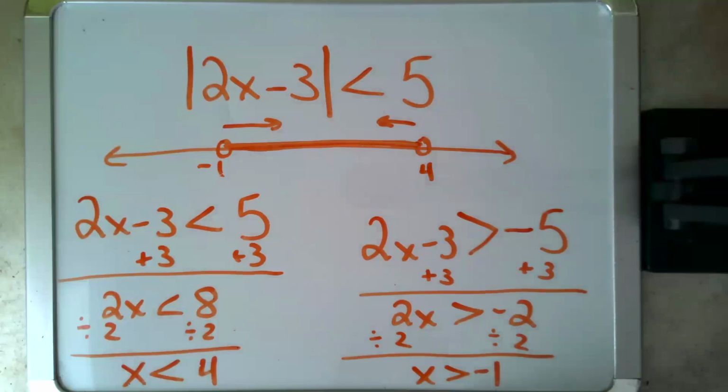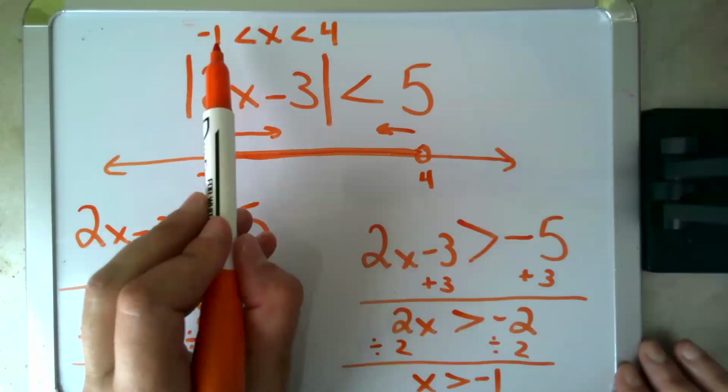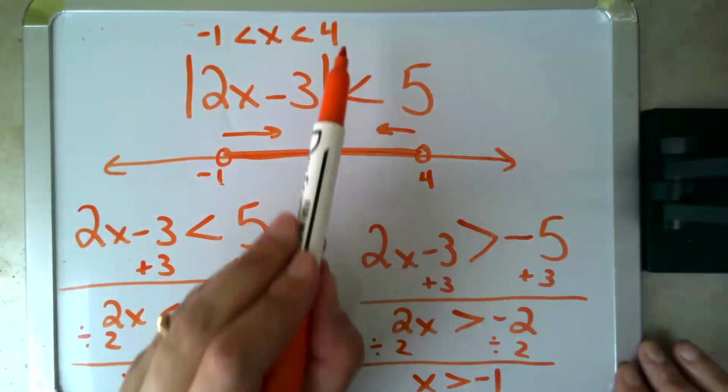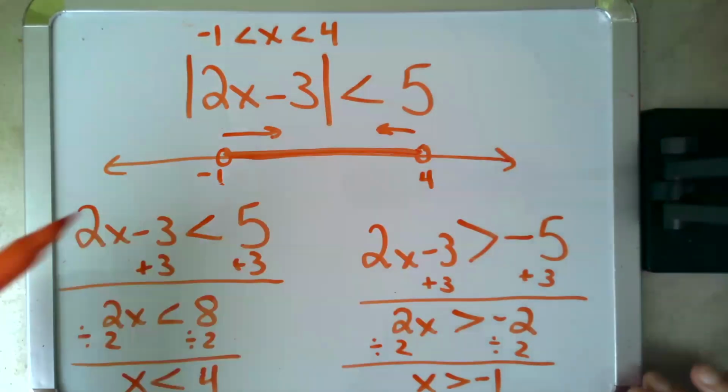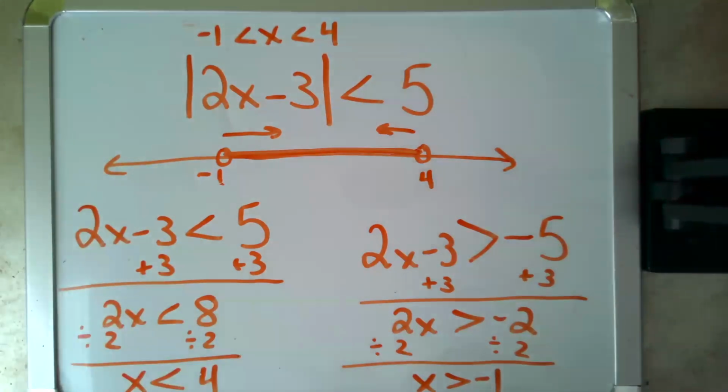And if I would like to write that with notation, then instead I would do it like this. x is greater than negative 1 and less than 4. And I can write it in one sentence because it is between them. Okay, good. Let's do it again.